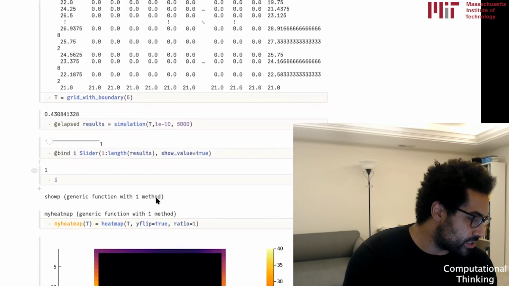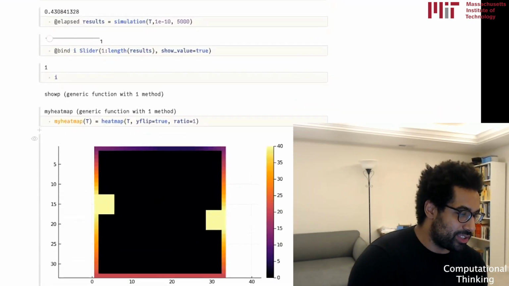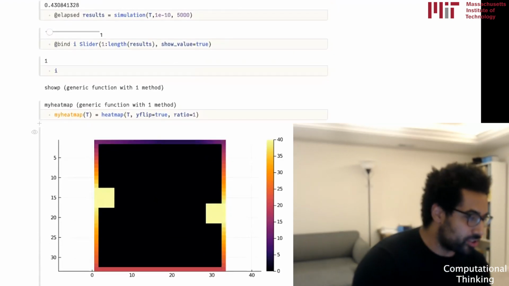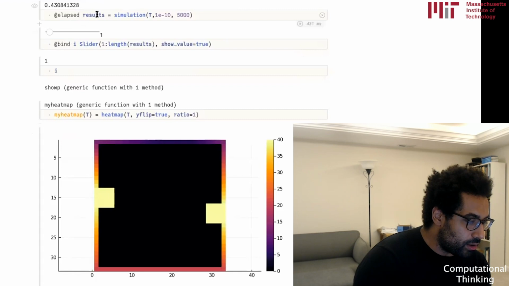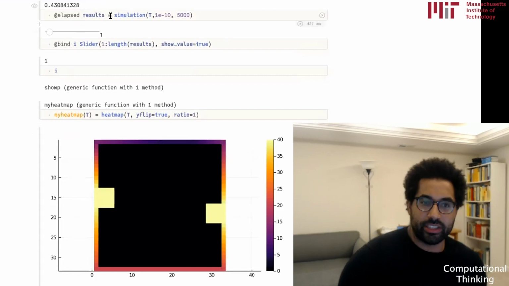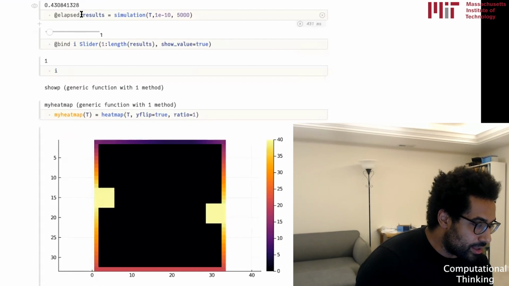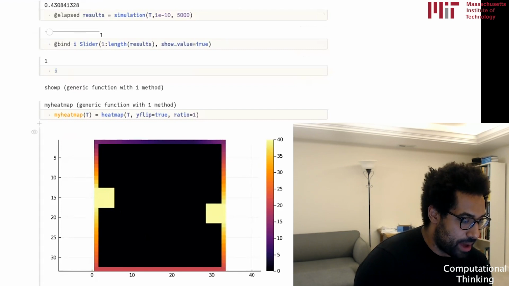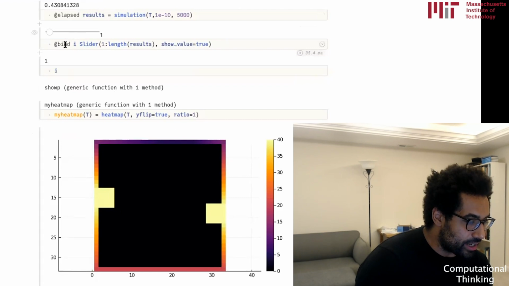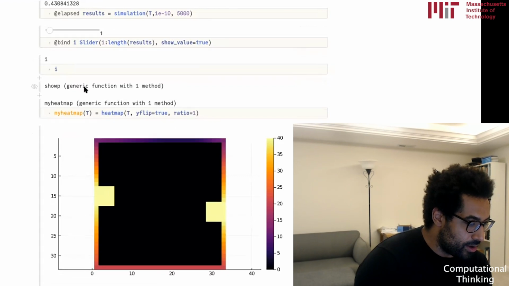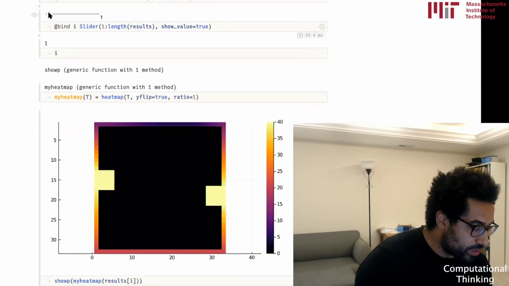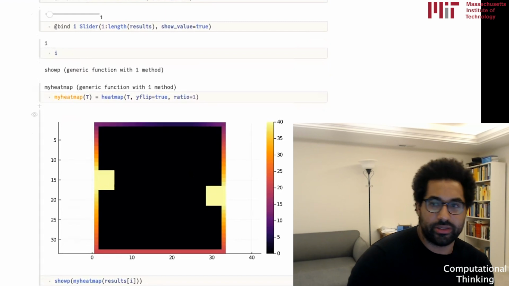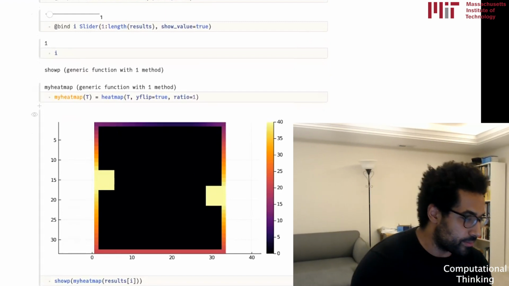And so here what I've done is this really cool operation, which is great for visualizing things. I've actually stored all of the iterates over the simulation in this cell results. And so what I can do is draw a heat map of any one example of these results. And I can bind this variable I to the slider I have here, which will now go over the different iterations. So here in this image, you see this is our starting situation.